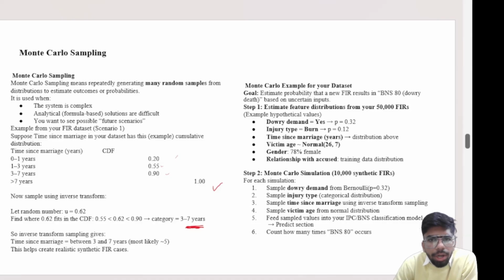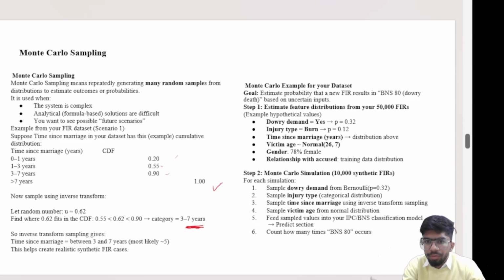So moving on to Monte Carlo sampling. Monte Carlo sampling means repeatedly generating a large number of random samples from distributions to estimate outcomes, probabilities, or risk. You use this when systems are complex and mathematical formulas are not possible, and you want to simulate many future scenarios. For example, FIR BNS 80 prediction. Our goal is to estimate the probability that a new FIR is BNS 80, dowry death.